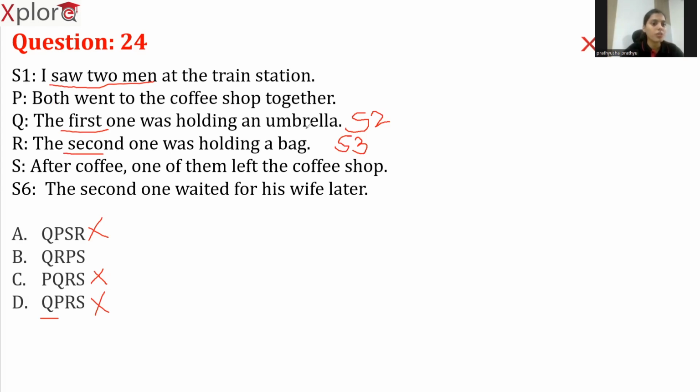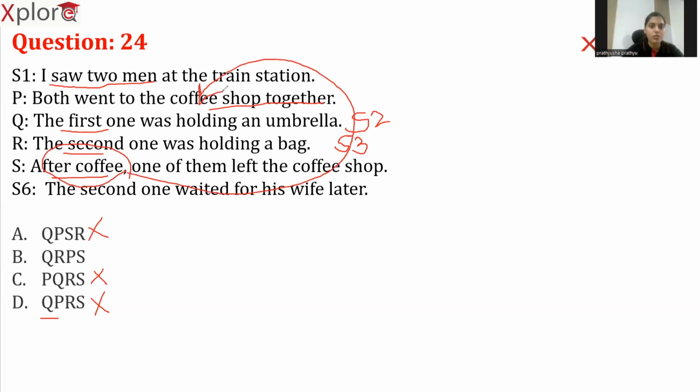What is the second one doing? The second one was holding a bag. So you are talking about the first and second man, as you said about the two men described in statement one. Next, both went to the coffee shop together. Till now, you have spoken about these two men individually, separately. Now you said what they did combinedly, like together they went to a shop after coffee. As you can see here, there is the idea elaboration. Now there is continuity.